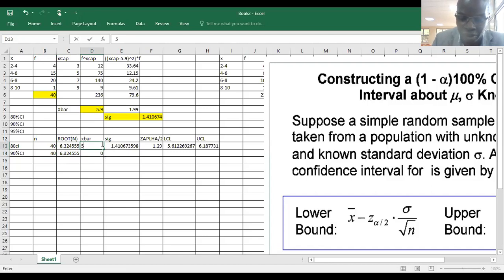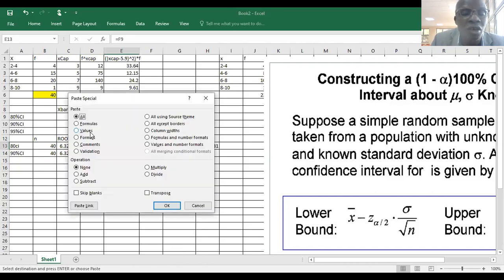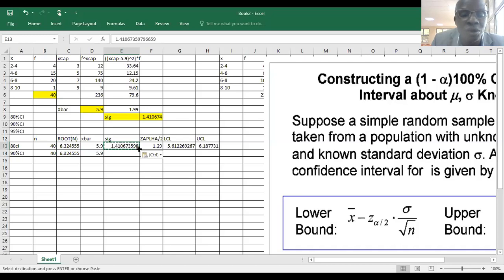Let's not make it a formula. That one does not change. It's the same data set. This one here, sigma, I also don't want it to change. So I just copy this and then paste special here. It remains a constant. And then I copy. This one also does not change. The only thing that changes is this one.